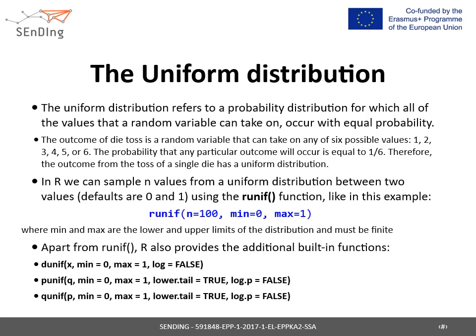In R we can sample n values from a uniform distribution, also known as a rectangular distribution, between 2 values. Defaults are 0 and 1, using the runif function. For example, we can execute runif with n equals 100, min equals 0, max equals 1, where min and max are the lower and upper limits of the distribution and must be finite. R also provides the additional built-in functions dunif, punif, and qunif.